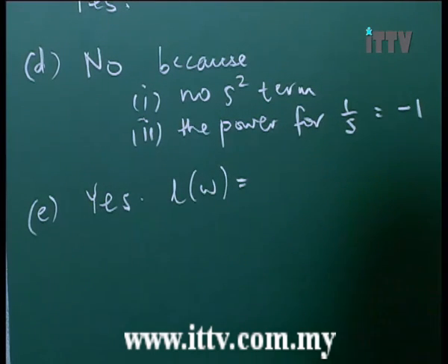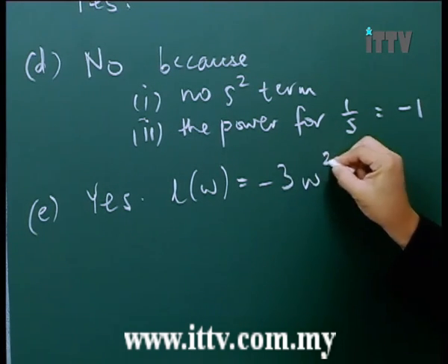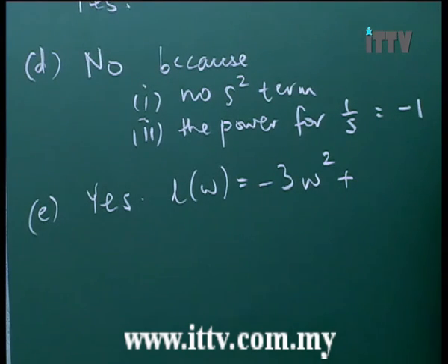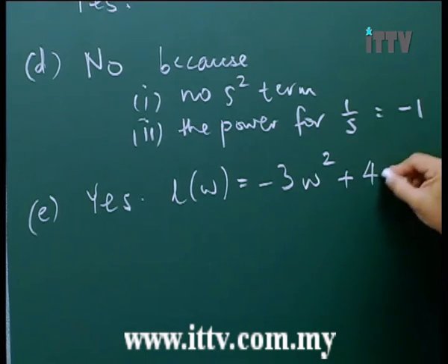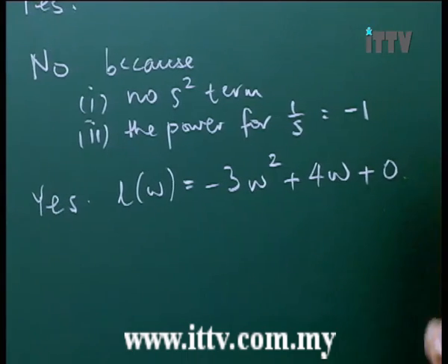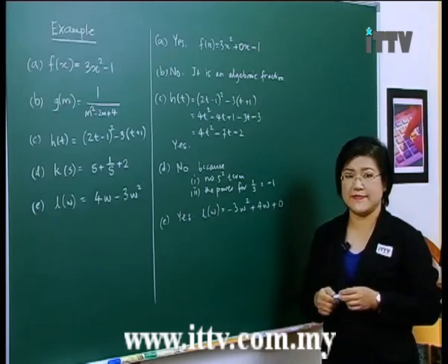So in this example, we apply it where the x has been replaced with w. So we should write it as negative 3w squared, followed by the term containing w. And because there's no constant term in that function, we should write it as 0. This is the general form for the quadratic function in part E.